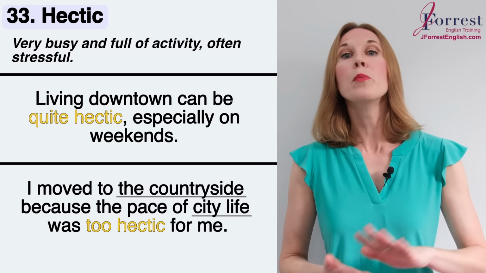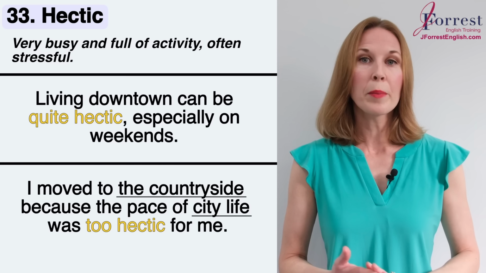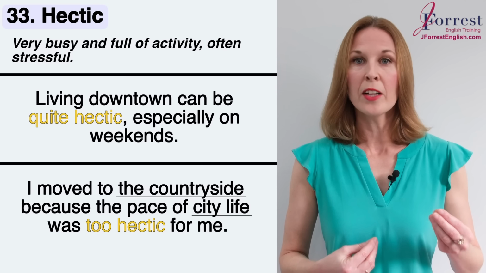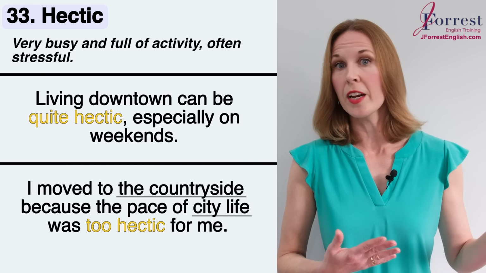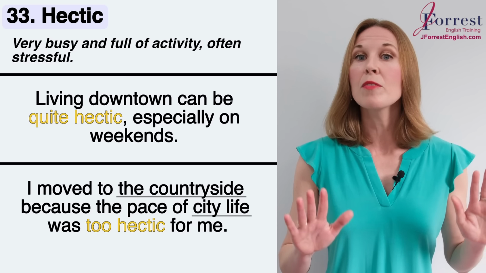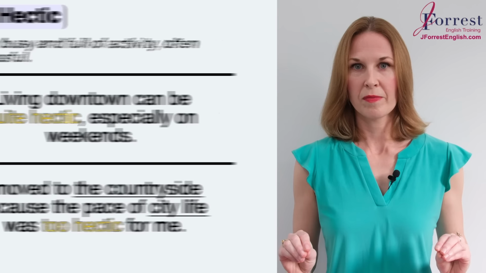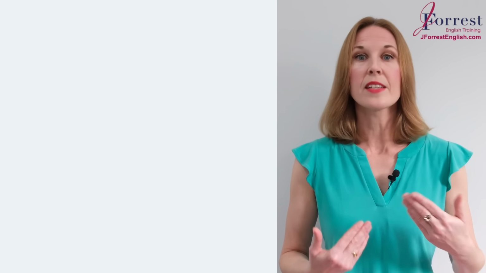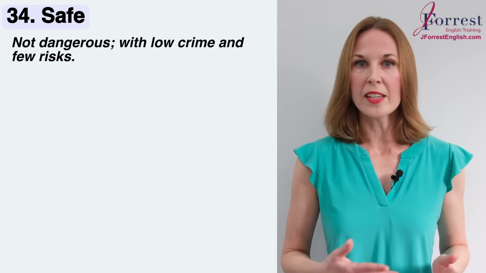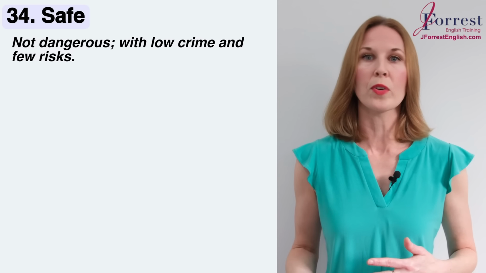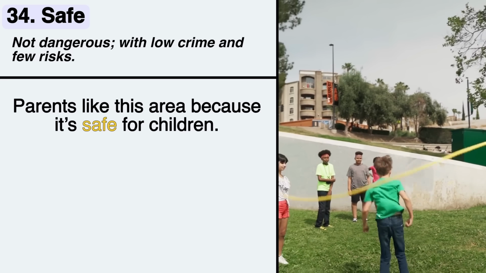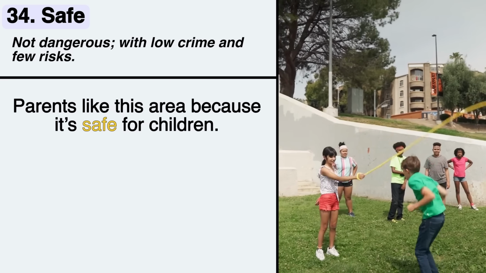Or you can say, I moved to the countryside. Remember, that's a rural area. You could also just say, I moved to the country because the pace of city life was too hectic for me. Of course, you can use safe. This means not dangerous and with low crime and few risks. Parents like this area because it's safe for children.